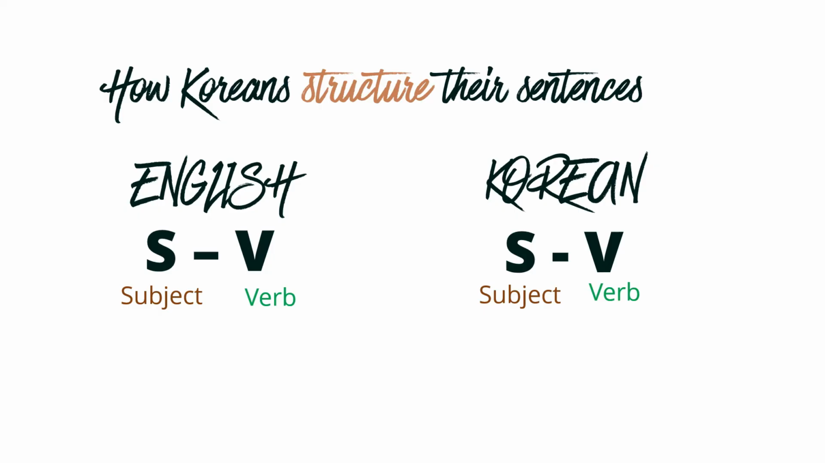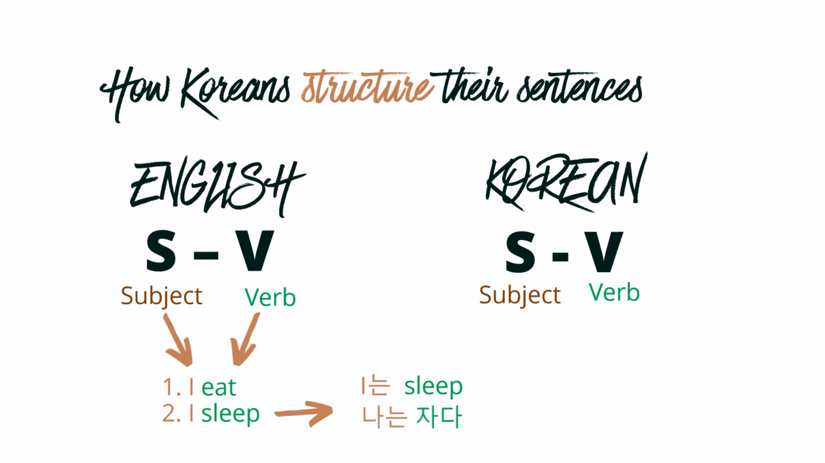Now let's go back and try to use the topic particles on our sentences for the structure, subject, and verb. So for example, we have the sentences I eat and I sleep. Of course, our subject is I and our verbs are eat and sleep. So we learned that the topic particles are attached to the noun or the subject of our sentence. So what we have to do is attach 는 to I to say that I is our subject. So I, 는, sleep, which in the Korean language is 나는 자다.